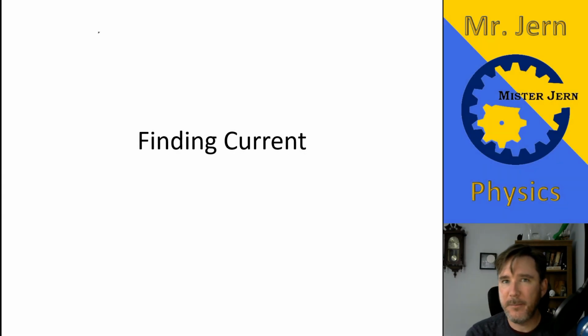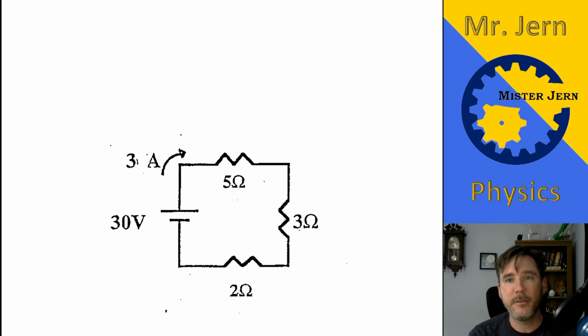All right, so this is meant to be an introductory little video on how to find current in a circuit. So we're going to start with a simple series circuit to find the current in each of these resistors. We have a battery right here, 30 volts. We have an indication that the current coming out of the battery is 3 amps. It goes around and around and back to the beginning.